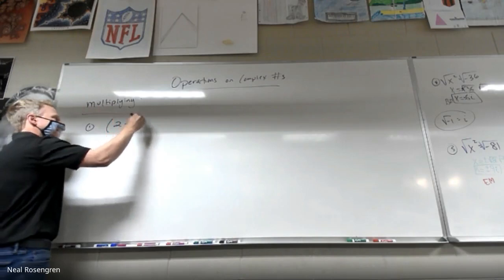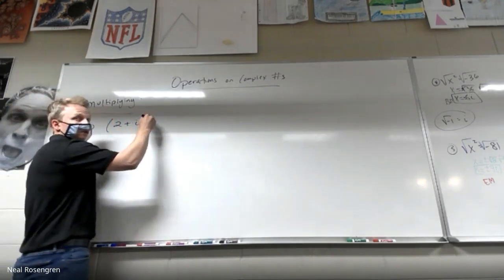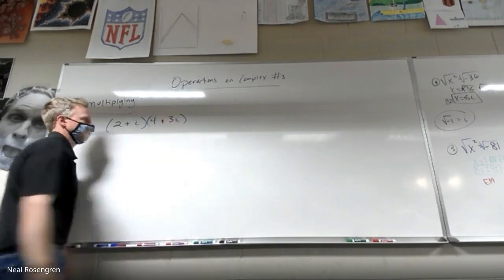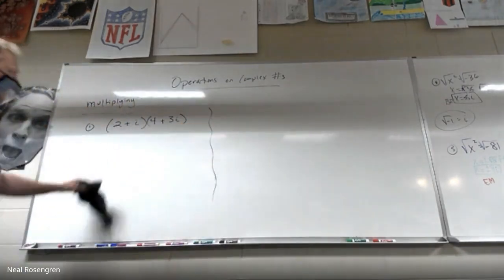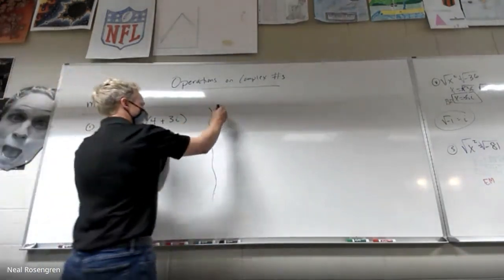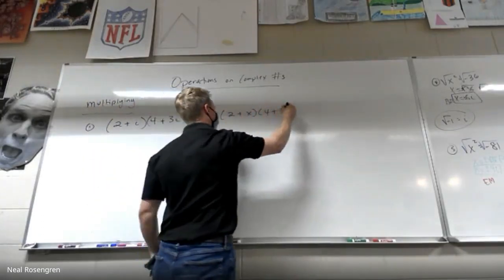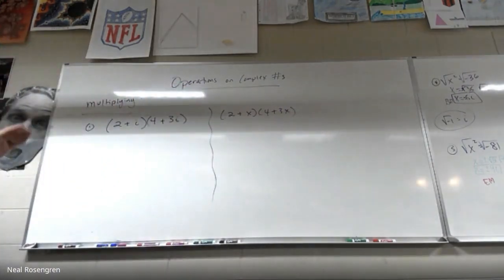Let's go like 2 plus i times 4 plus 6i. Too big, a little smaller. 3i. 3i, sounds good. That's what I was thinking. Perfect. Now, I think what's going to make this easier, so we don't start here necessarily, but instead we start here. 2 plus x times 4 plus 3x. Let's do that one on the right first. Right? Instead of i, it's just x.